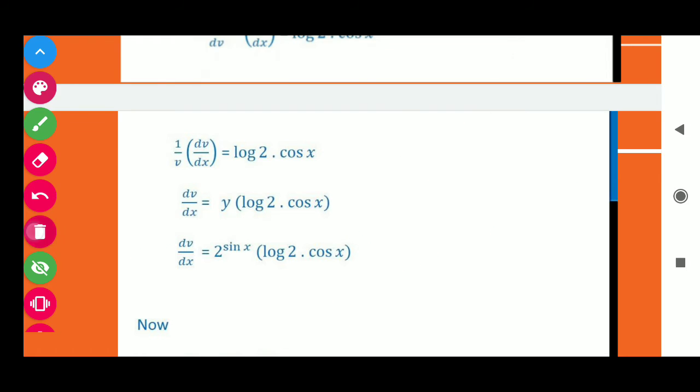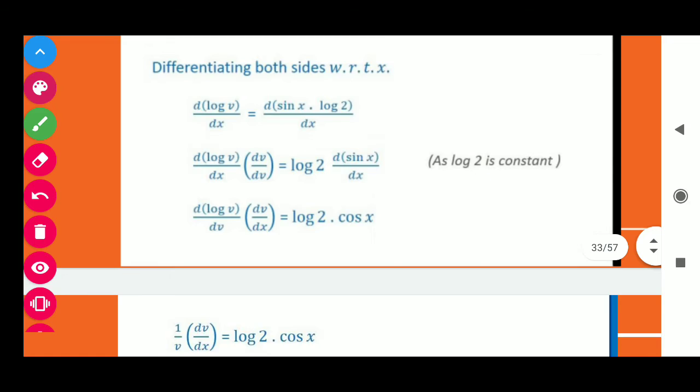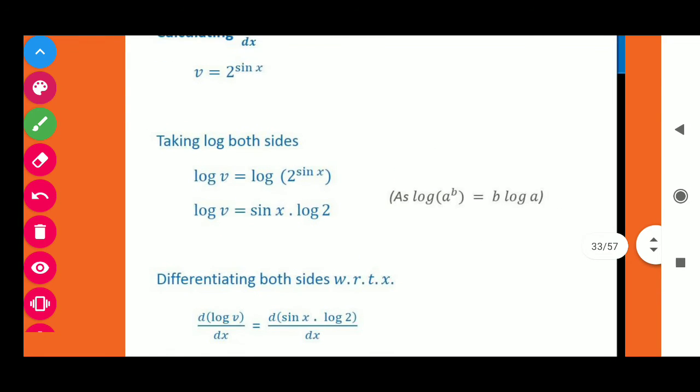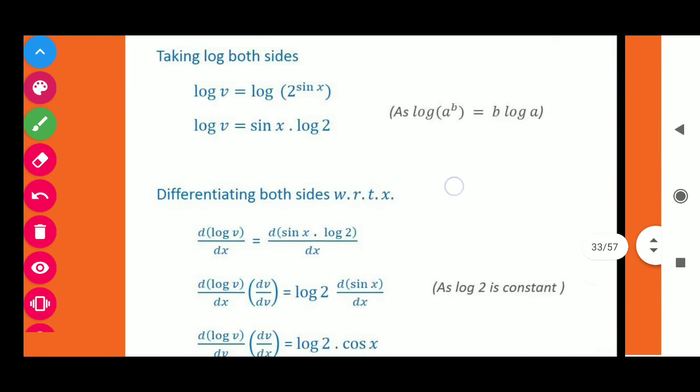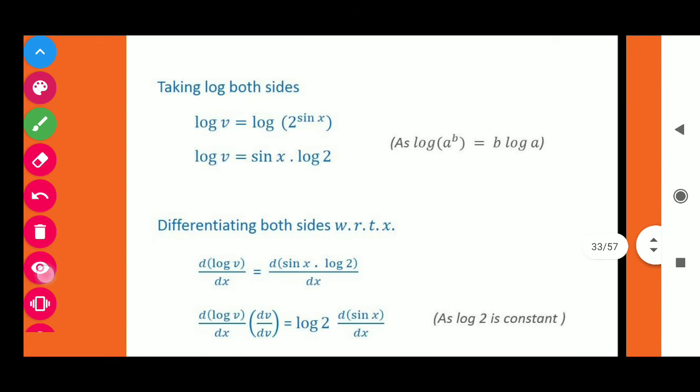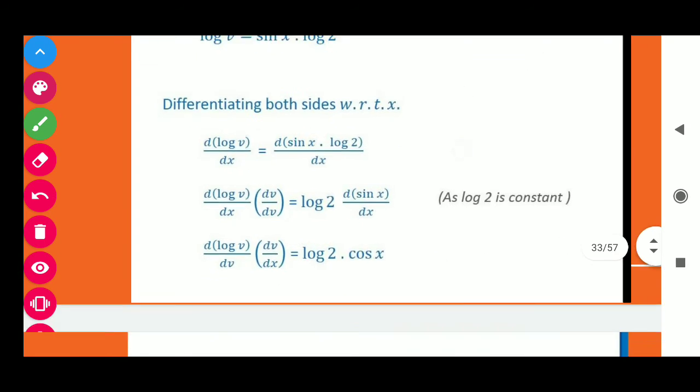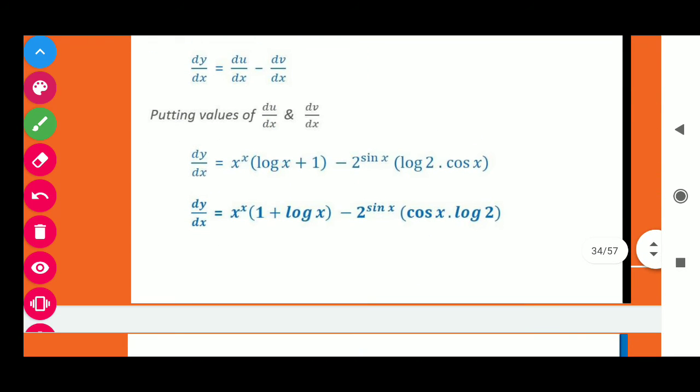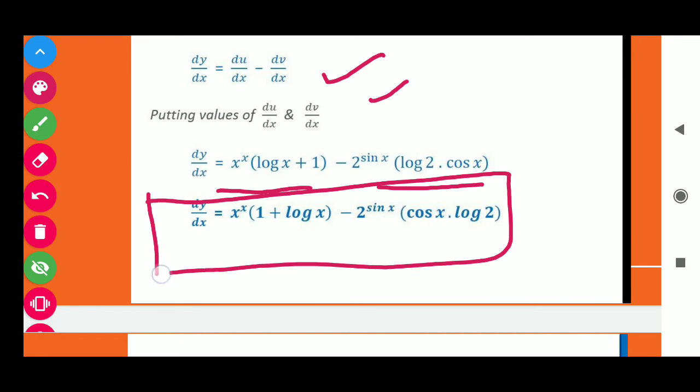So students, you have two methods, but this method is suitable, as I have explained now, by using the formula. Also, you can take log on both sides to do its derivative and use the product rule to get the answer. Now, students, you have to put the values of du over dx and dv over dx in the first equation. So, by putting these values, you will get the required result.